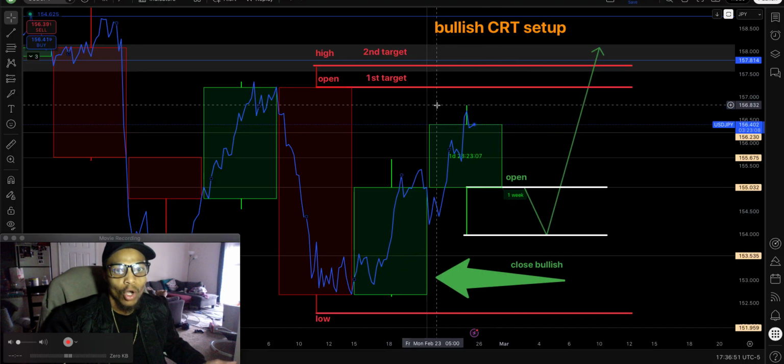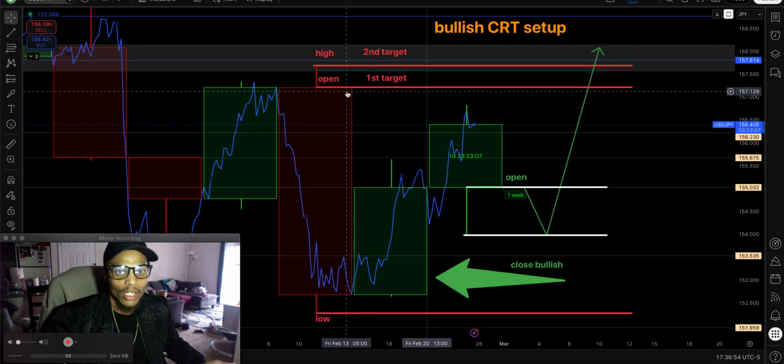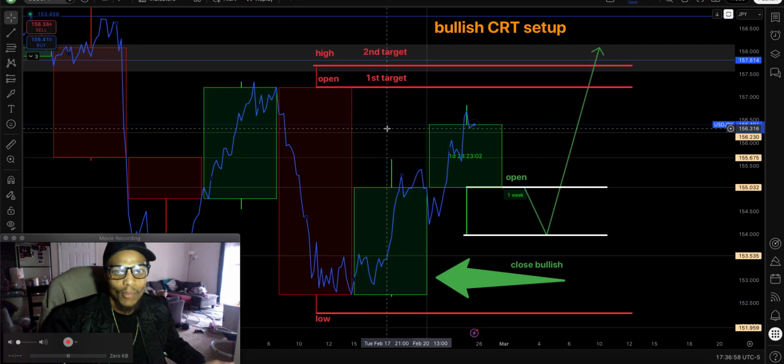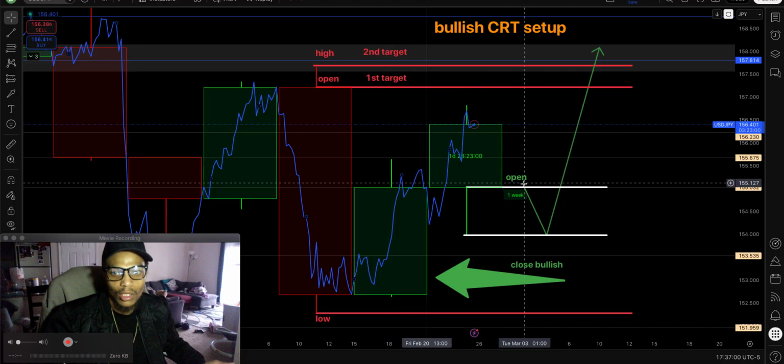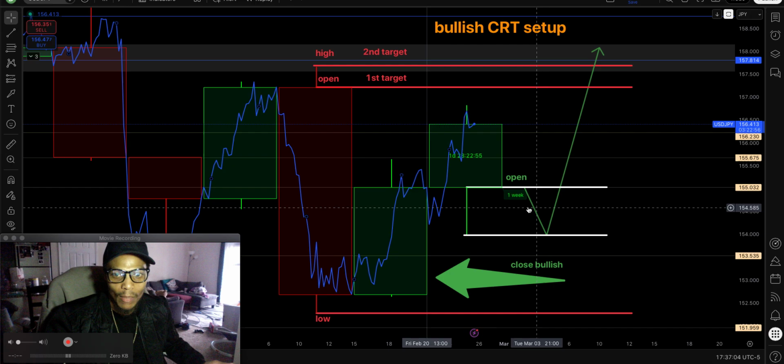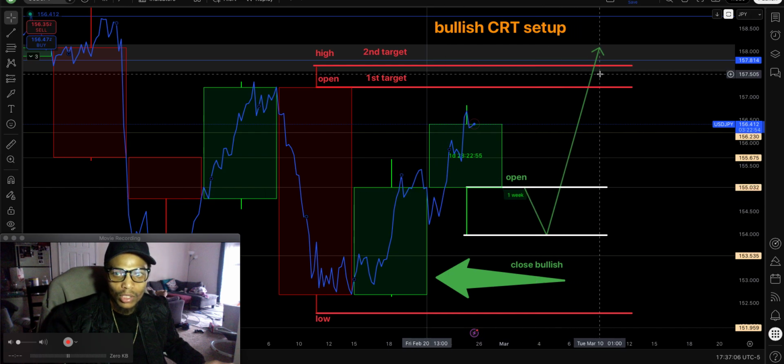This would be your first target, so you target either the open or the high of that range, because we're within this range. This would be an example of a bullish CRT. You can see here price retraced down a certain percentage. It was the lowest point. It made a clear flip, and at that point took off.